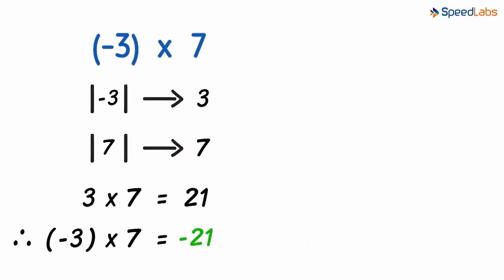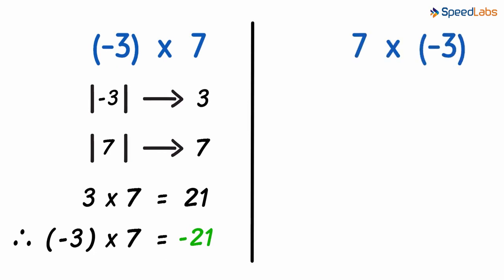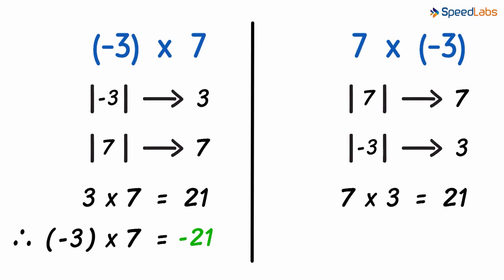Now let me ask you something. What would be the product of 7 and negative 3? Will it be the same as the product of negative 3 and 7? Why don't you find it out? First, we find the product of the absolute values. Since the sign of the two integers is not the same, we give a minus sign to their product. Therefore, the product of 7 and negative 3 is negative 21.